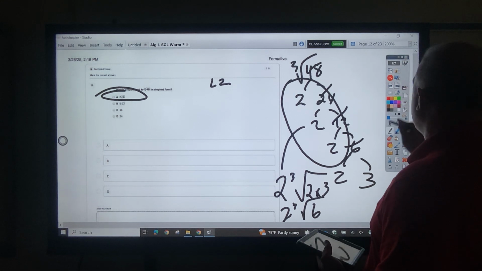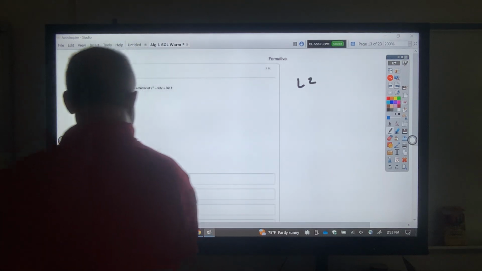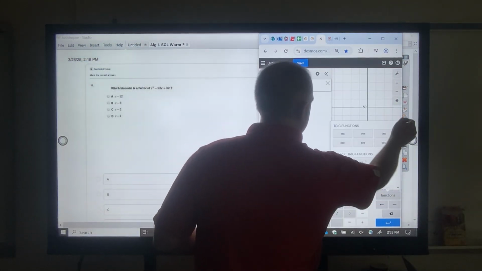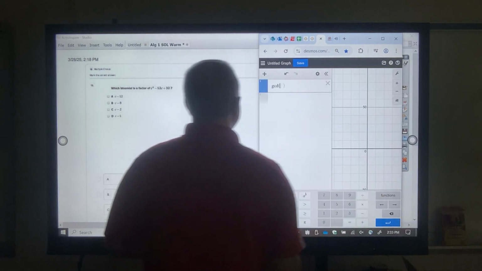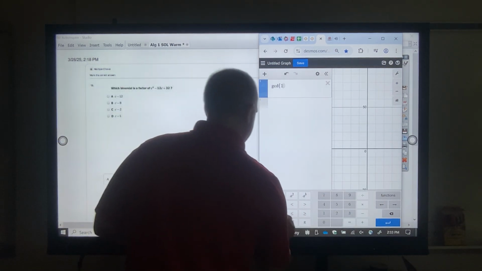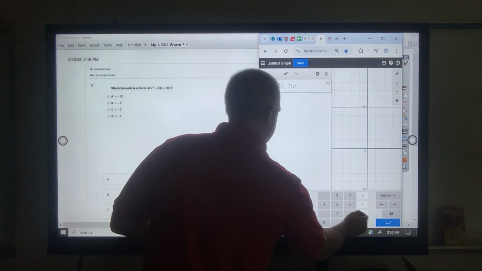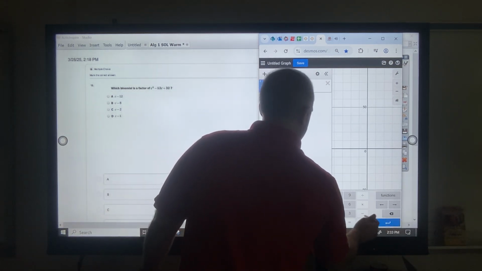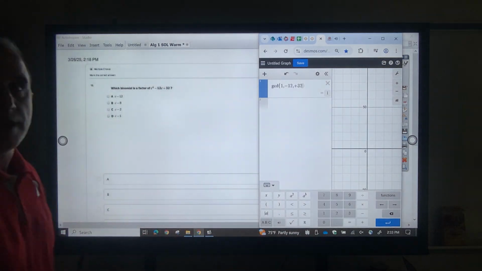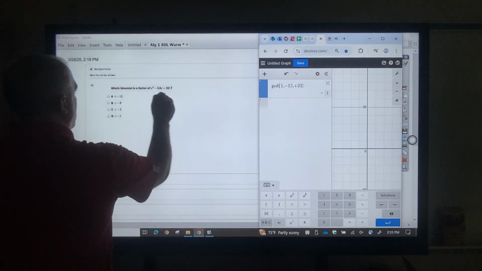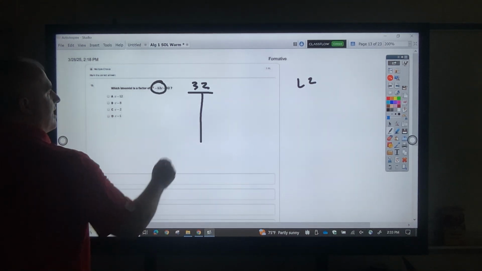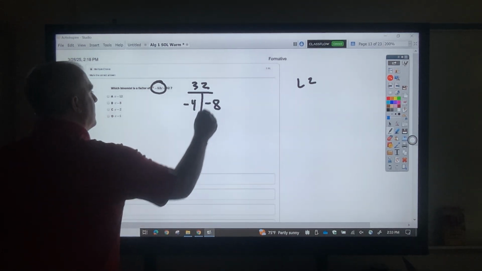Okay, question 13 is factoring. So I would go to functions, scroll down, GCD. Okay, 1, negative 12, positive 32. So 1 times 32 is 32. I'm looking for the factors that add up to negative 12. That's going to be negative 4, negative 8.